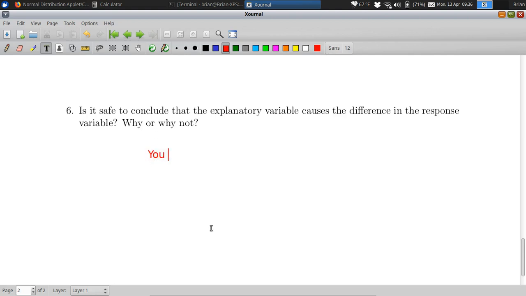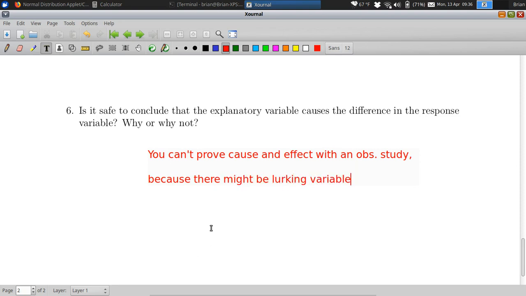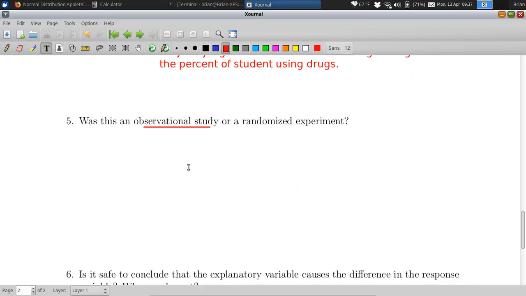Let's just write that down. You can't prove cause and effect with an observational study. And the reason is because there might be lurking variables that aren't controlled, right? That's the big idea from before the break, right? That explanatory variables might be the cause, but they might not. There might be a lurking variable that's an alternative cause, and unless you can rule out all the lurking variables, which you can do with a randomized experiment, but you can't do in just an observational study like this one.